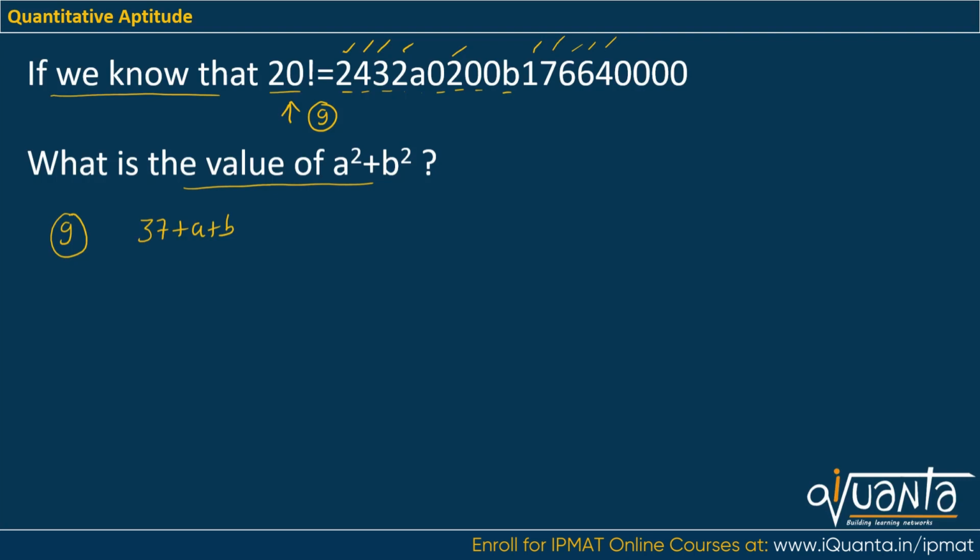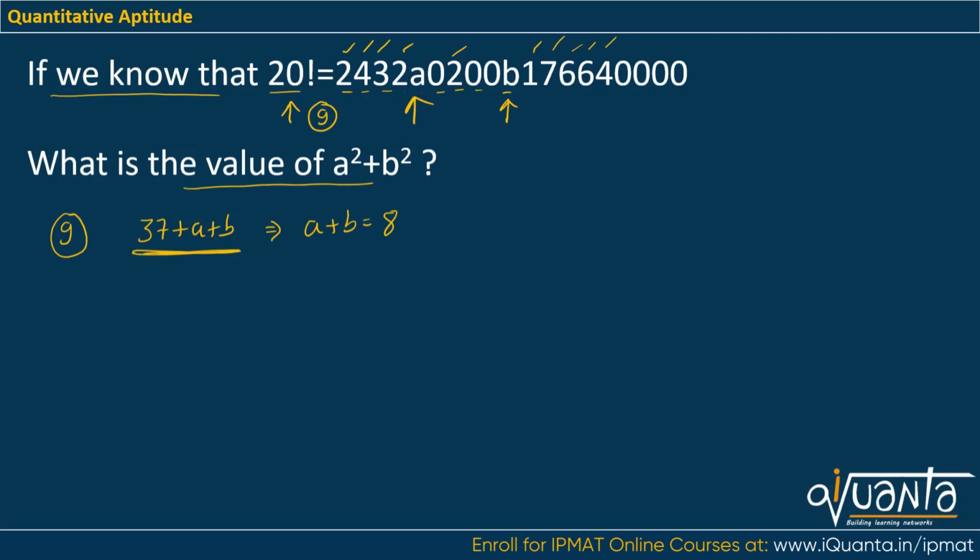So when will this be divisible by 9? This sum is divisible by 9 only when a plus b has value 8, because 37 plus 8 gives us 45, and 45 is divisible by 9. You have to keep in mind that a and b are single digit numbers. What can be the next sum that is divisible by 9?